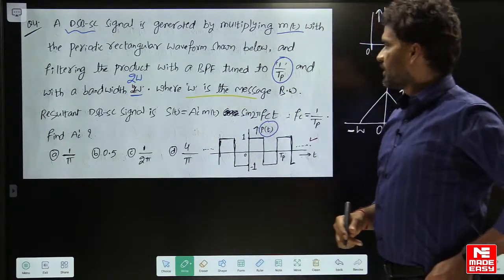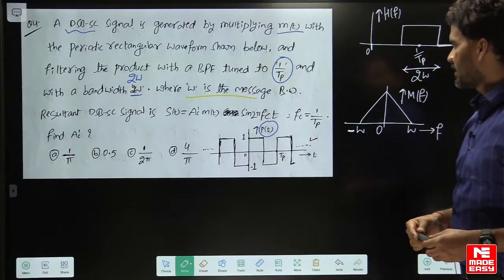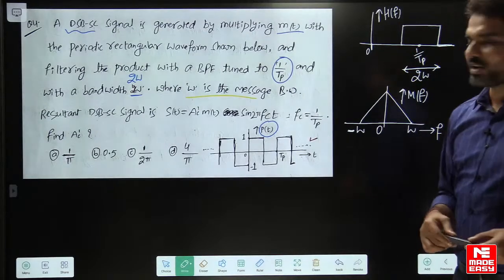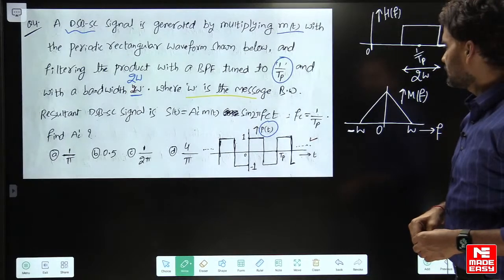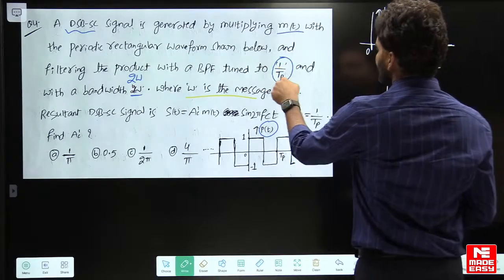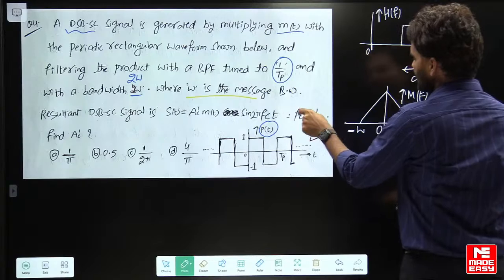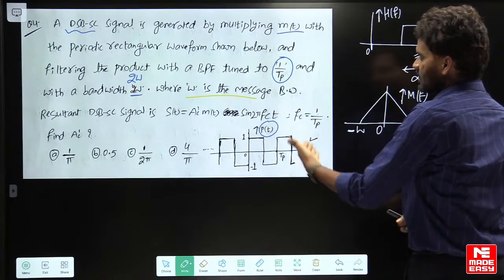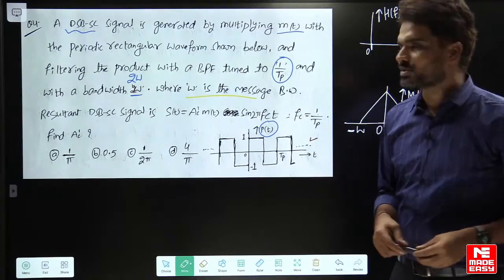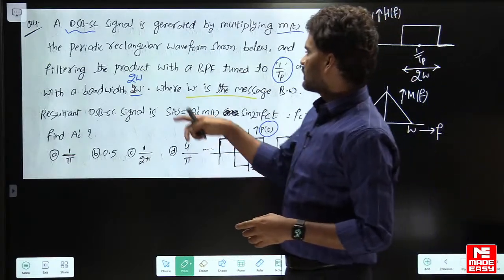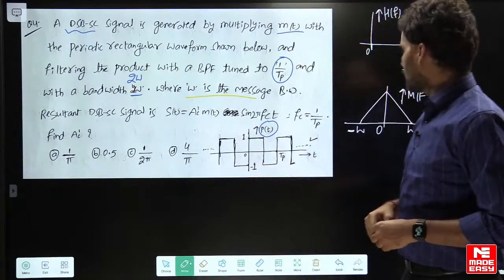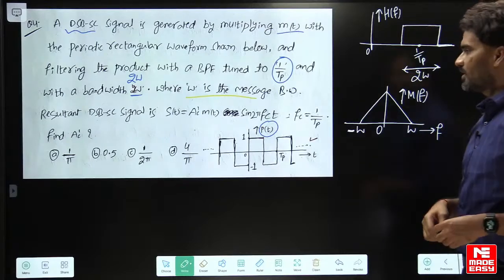So omega hertz, you can understand the message bandwidth is. Now, because this is given in normal frequency only, this 1 by Tp equals Fc is given, this is normal frequency. So here the data is given in terms of normal frequencies only. So the message signal has a bandwidth of omega hertz, with respect to F.